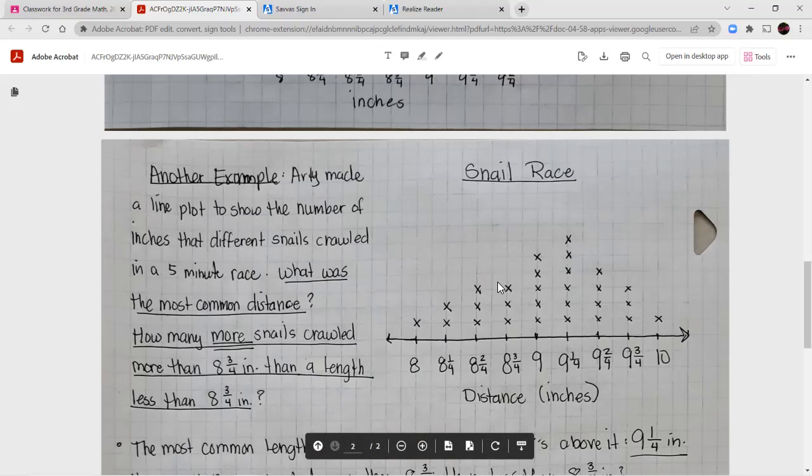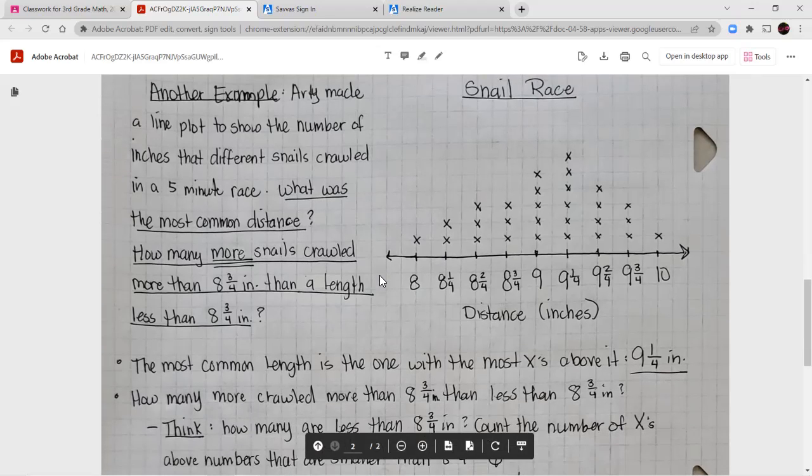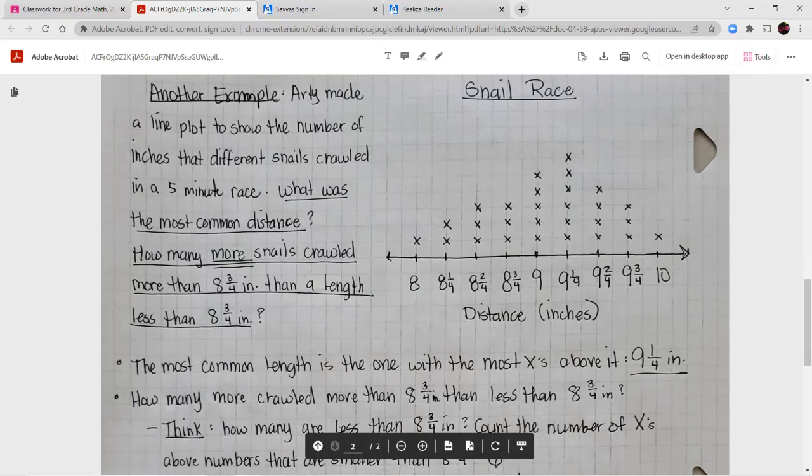Now here we can look at our line plot. It has all of the parts of a line plot that we need. When we're looking at what was the most common distance, we're talking about the one with the most X's above it. So over here, my 9 1/4 has the most X's above it. So that's the most common distance.